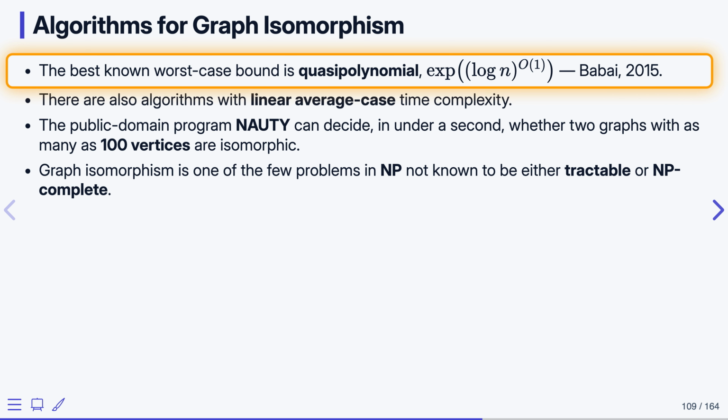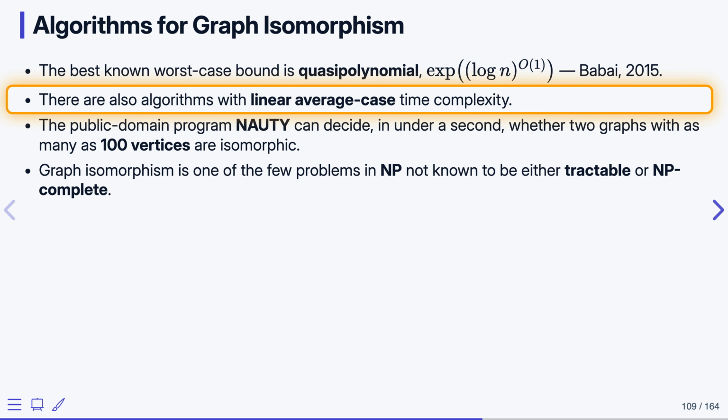Now let's talk about the algorithms themselves. The best worst-case bound we know is quasi-polynomial. It was proved by Laszlo Babai in 2015, and it looks like e to the power of the logarithm of n. That is far better than exponential, and still far worse than polynomial.